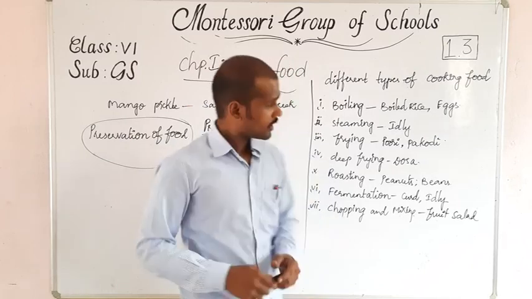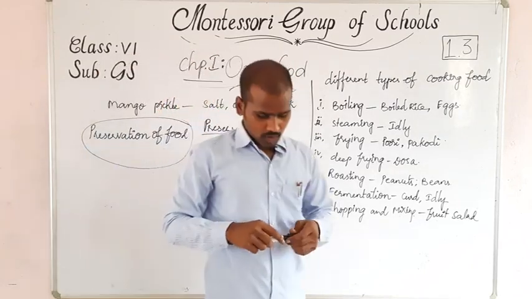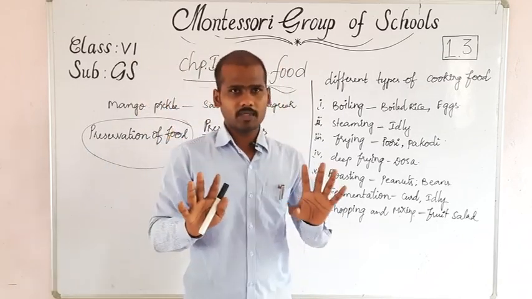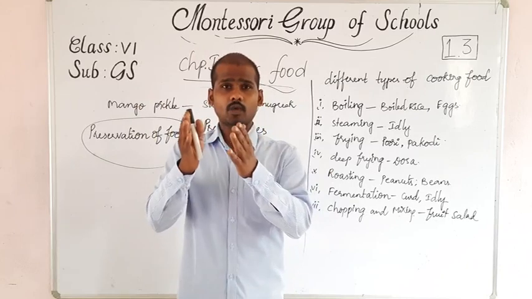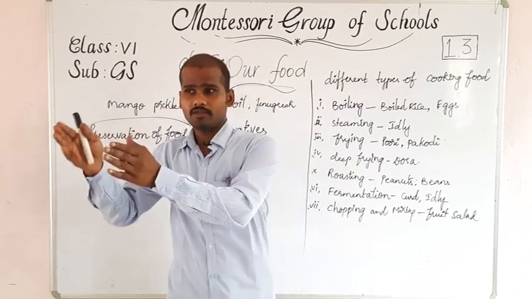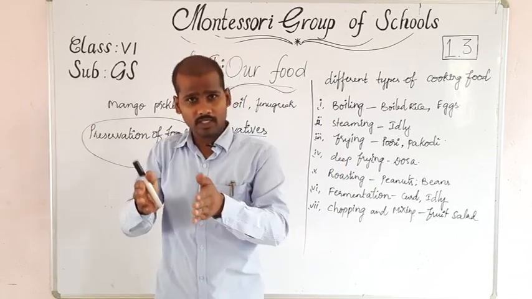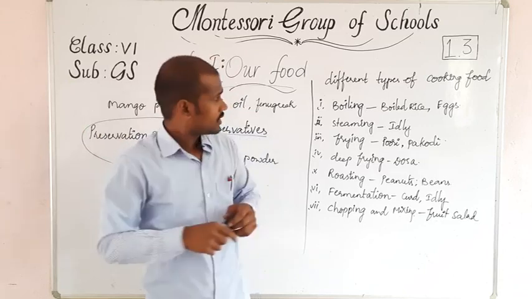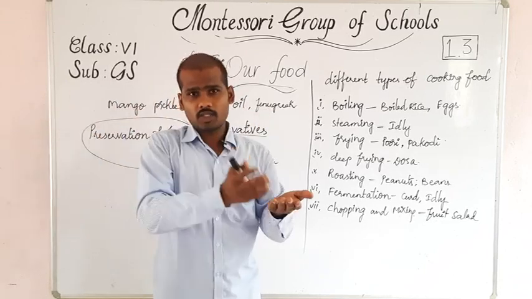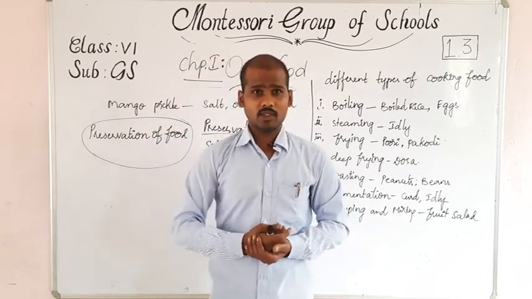Now our first chapter, our food, is almost completed. What I want you to do is list out any five food items, and list the different ingredients required to prepare those food items. In another column, list the sources of these ingredients, and then the preservatives which we use in the preparation of these food items. That's it for everyone. This is the assignment for today's class.